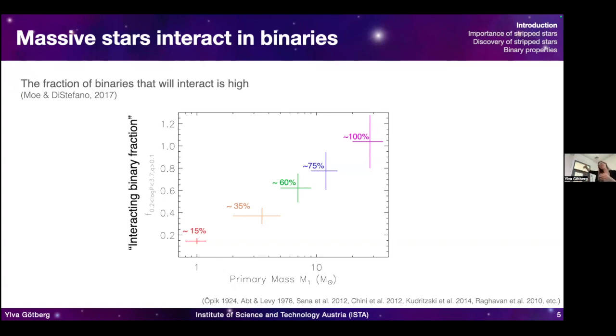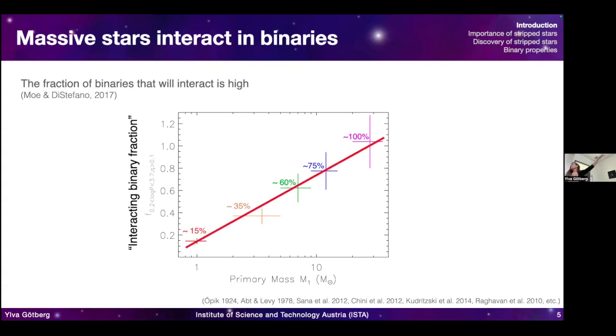It shows you the fraction of stars that will interact in a binary system as a function of the most massive star in that system. So for a solar type star, only about 15% of them interact with a binary companion. Given how many solar type stars there are, that's quite a lot. But this is an increasing fraction.